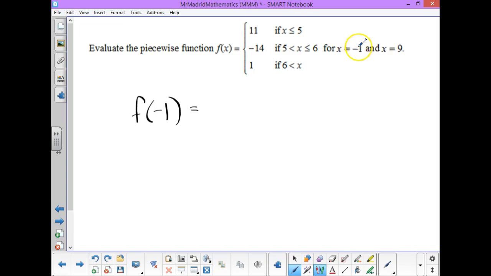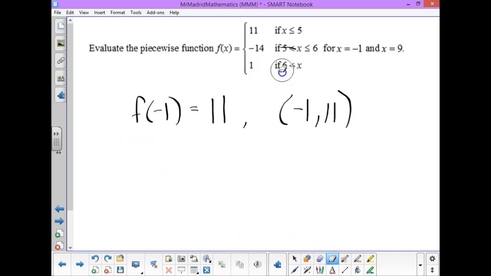Well, I have to make sure that this is consistent with the domain that I'm going to use. So for -1, is -1 less than or equal to 5? It is, so that looks possible. Is it greater than 5? No. Is it greater than 6? No. So for now, I'll scratch these off, and it tells me that all I've got is 11. Although this part's not necessary, essentially here's the point that you would plot, (-1, 11). If you were asked to graph this, that would be 1 point.